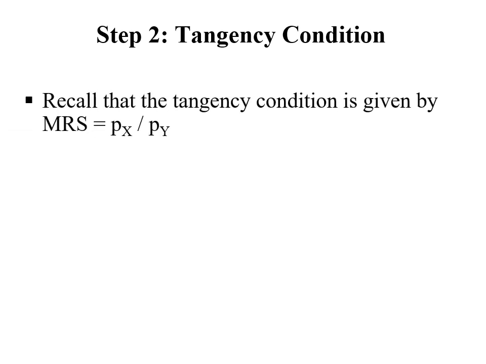Now let's continue on to the tangency condition. Recall that the tangency condition was that the marginal rate of substitution is equal to the price ratio. Well, the marginal rate of substitution is just y over x. The price ratio, 4 divided by 2, is 2. So if we simplify this little equation, we get y is equal to 2x.